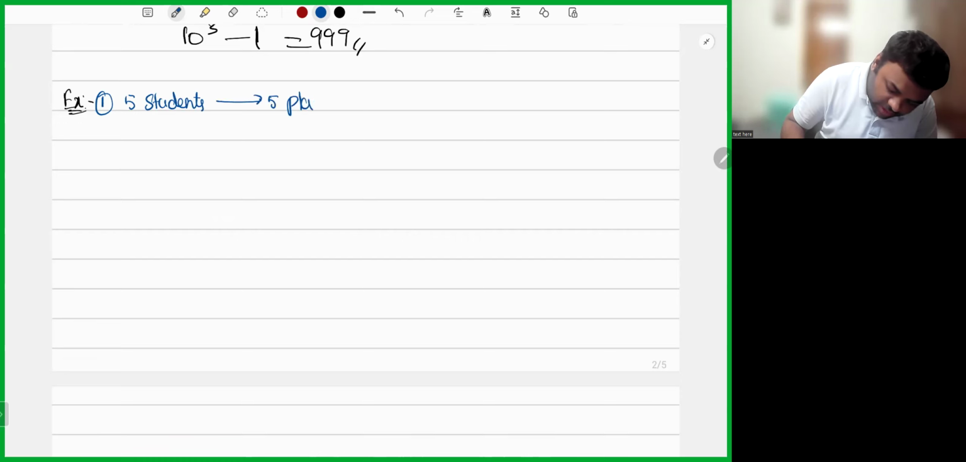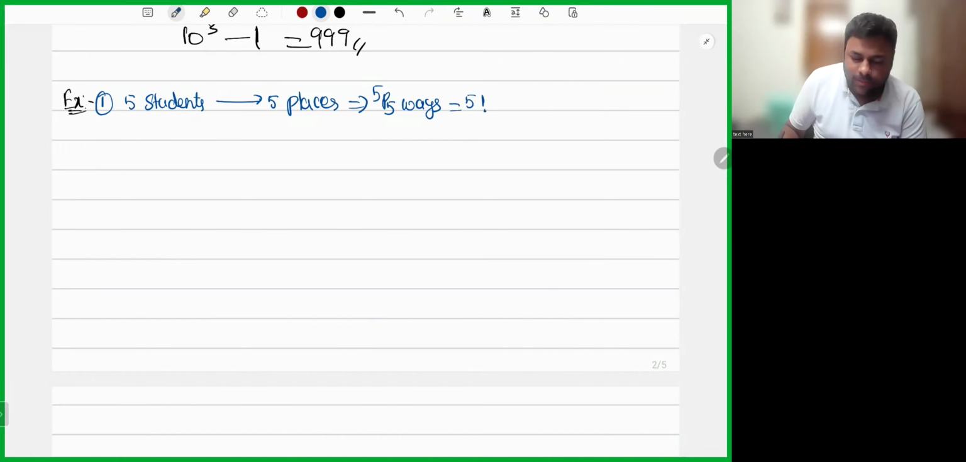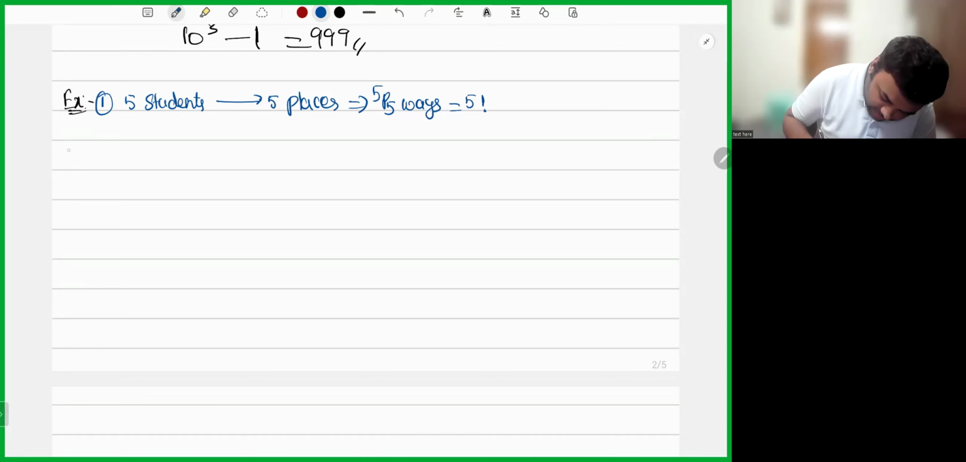Now, how will you arrange 5 students in 5 places? 5 things can be arranged in 5 places in 5P5 ways. Right? Next, 5P5 can also be written as 5 factorial. Okay. Next. I'm taking a word called computer.